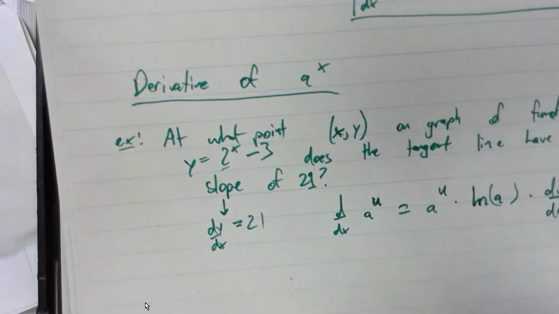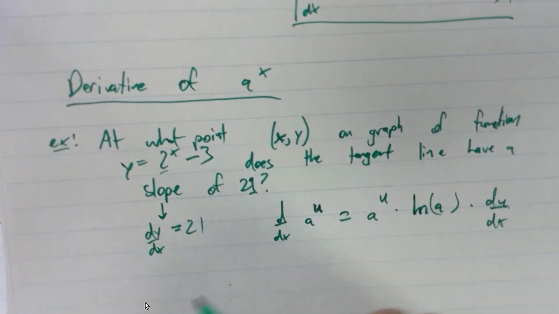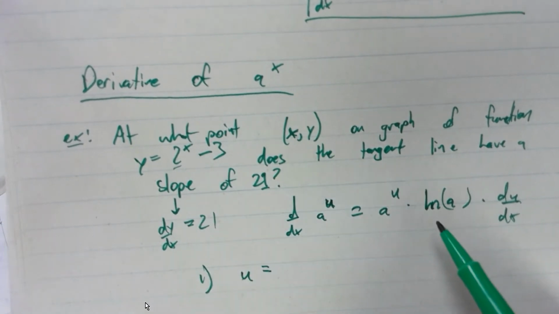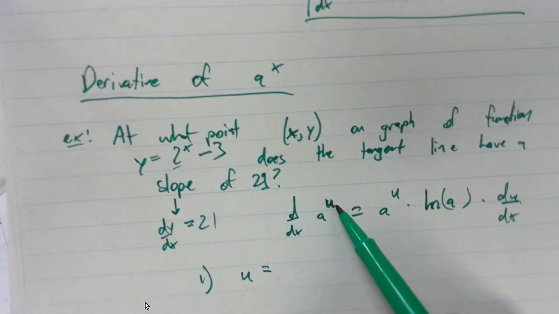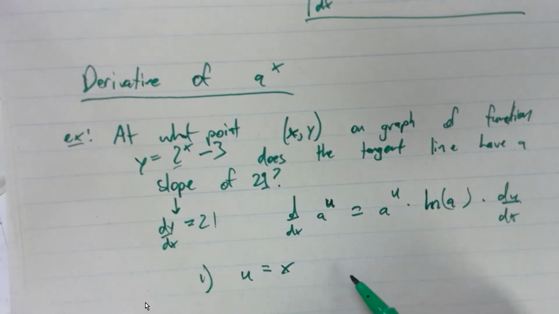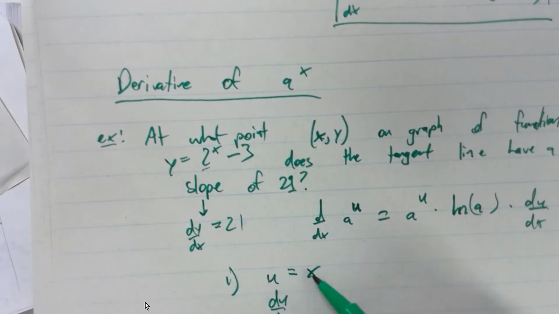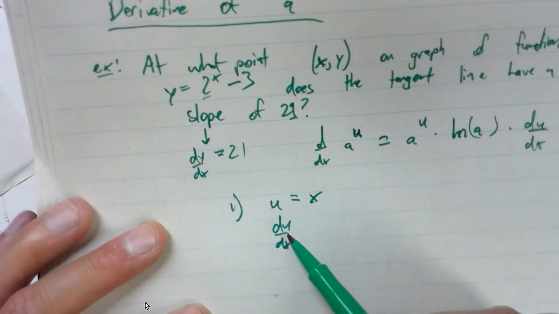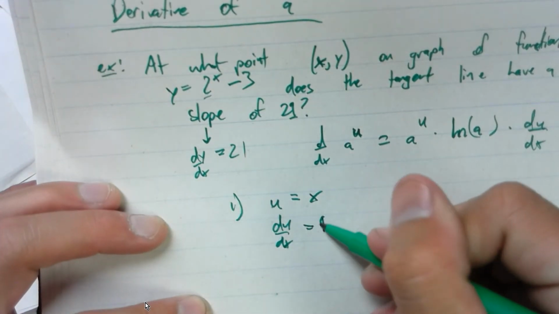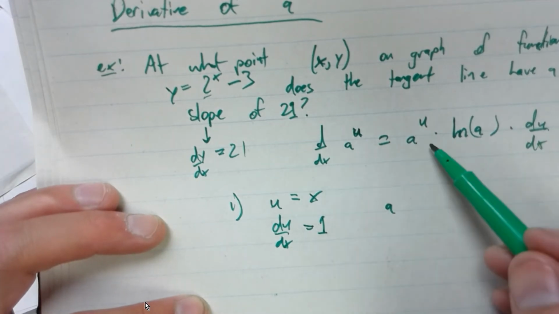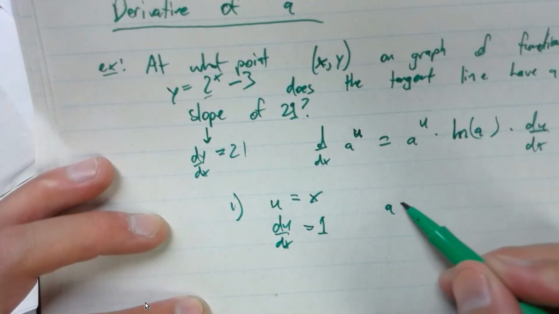Okay, so let's establish a few things. I like doing the u's always first. So can we find an exponent here? What is u in this case? I would say that's equal to x, and then du over dx. What is the derivative of u with respect to x? Well, since u is equal to x, what is the derivative of that? That is 1, okay? And then one more thing is, what is your a? In this formula specifically, it looks like it's 2. Okay, so let's plug all this in.